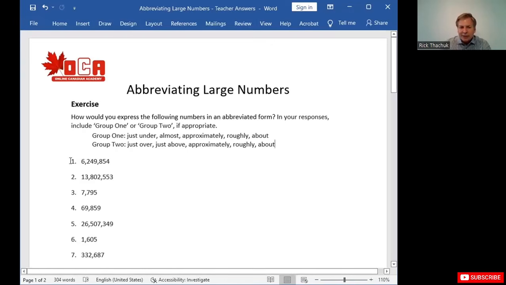So to abbreviate this, I can use any of these words from group 1, and I'll be referencing the number 6.25 million. Just like this. Any of the words in group 1, 6.25 million. So it could be almost 6.25 million, just under 6.25 million, roughly 6.25 million. Let's look at the next one.